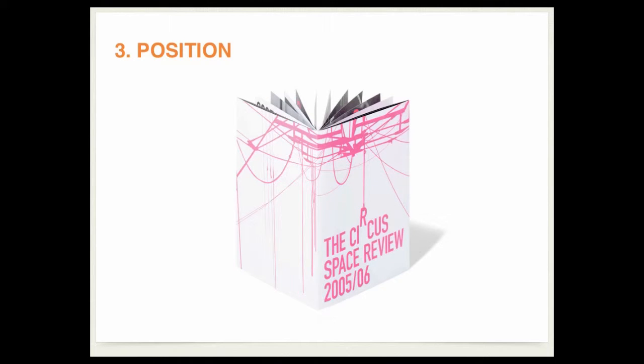The position of similar items on a page or in a design also creates contrast. Let's look at this Circus Space cover. The orientation of all the letters is similar. They're all facing the same direction. But the position of the R is contrasting and showing the idea of a circus act, particularly the trapeze, which you see, that's how it's attached to the R at the top of the design.